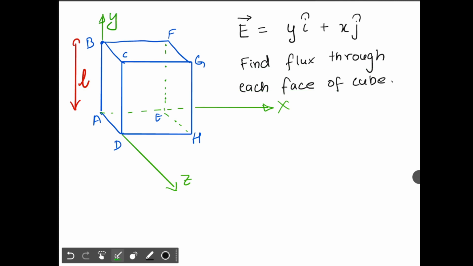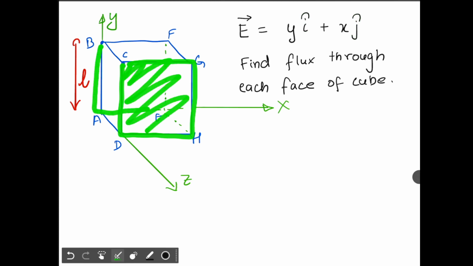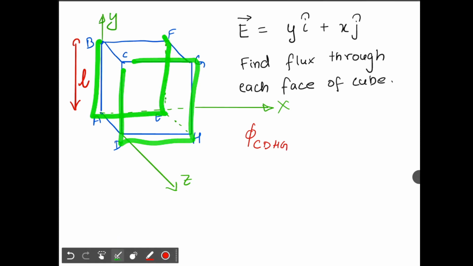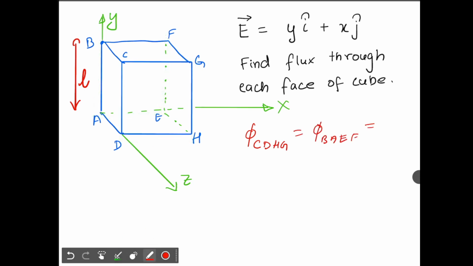one first. Our electric field is only along x axis and y axis. There's no component along z axis. So for this face, and the face on the back side, they will have zero flux because electric field is along the two faces and not perpendicular to them. So flux through CDHG, that is this face, and flux through BAEF, that will be zero.